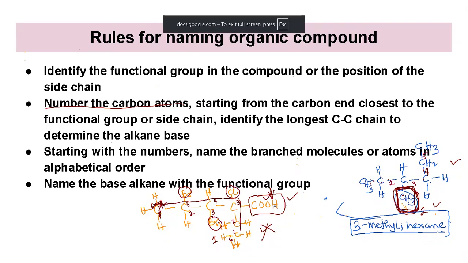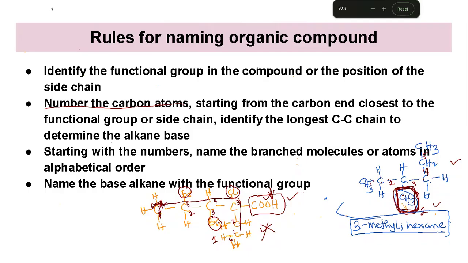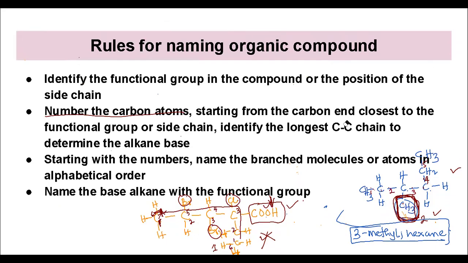Okay, so now I've named this one successfully. So this is 3-methylhexane. Let me show you again how I named this, following the rules for naming organic compounds, the rules we have up there. I just follow the simple rules and then I was able to name this compound. The first thing is to identify the functional group. In this case, there is no functional group. I name the carbon atoms starting with the carbon closest to the functional group or side chain. Identify the longest carbon chain. My side chain in this case is this. I have only one side chain.